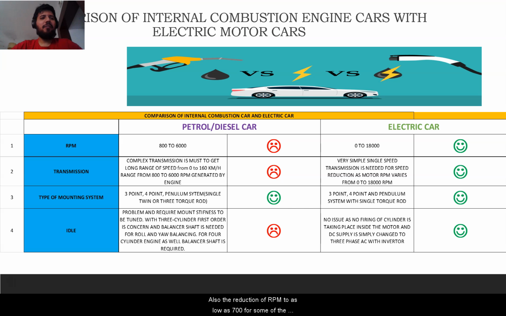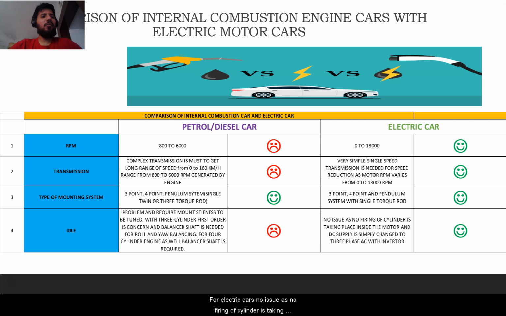Also, with reduction of RPM to as low as 700 for some three-cylinder cars, placing powertrain modes within a very short frequency range is a challenge. It is a challenge as idle needs the mount to be soft for good isolation. For key-on, higher isolation is also needed at the same time. Movement of the powertrain should be restricted, and for that we need stiff mounts. For key-off, high damping is required.